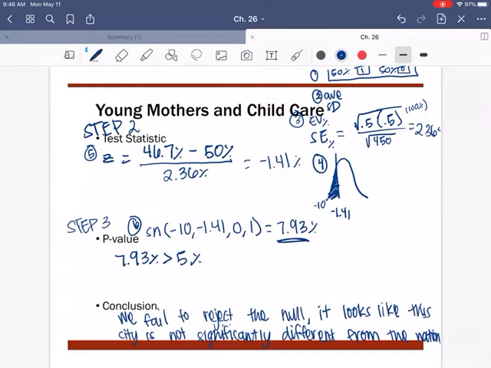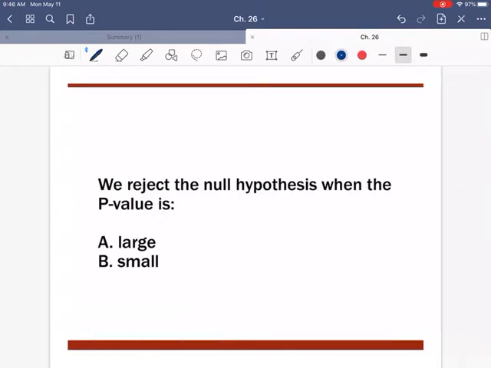Step 3 is to take the shade norm number and interpret it. 7.93 is bigger than 5%, so we fail to reject. And then step 4 is to just write our conclusion. We failed to reject the null. So it looks like this town has just as much problem finding childcare as every other town.